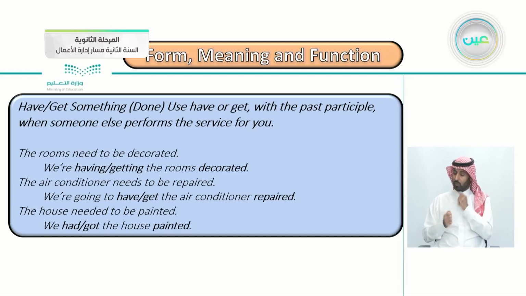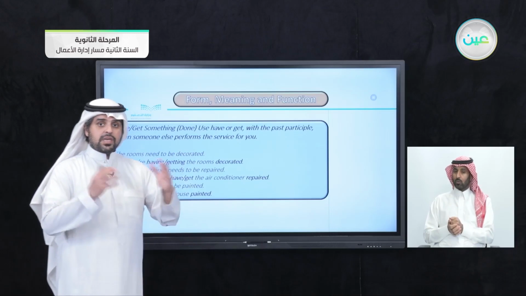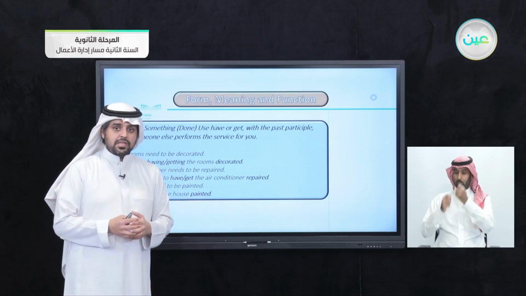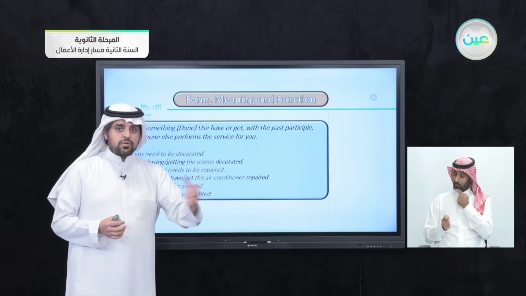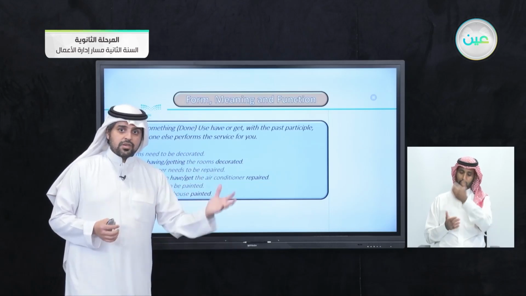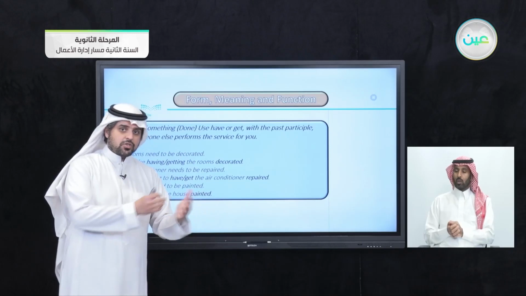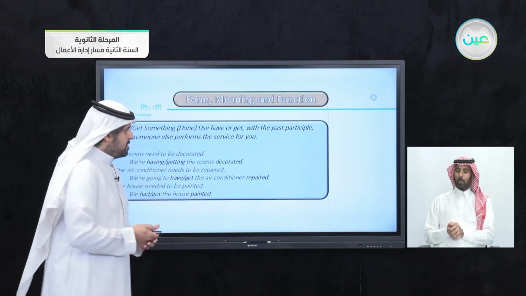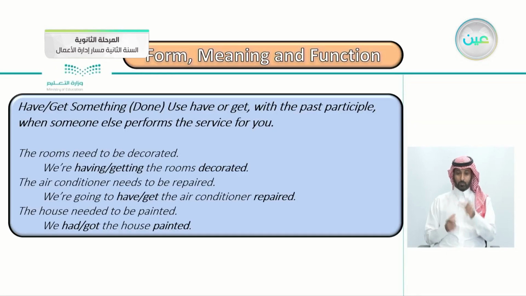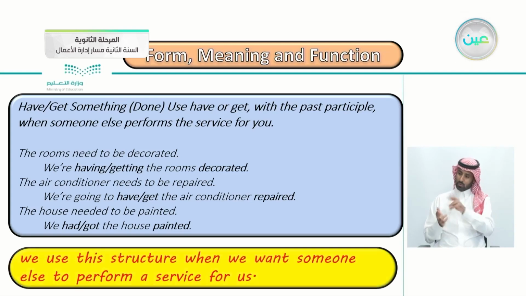When you say we had the house painted or we got the house painted, it means that you got someone else to do the service for you. Some workers came and painted the house. You say I had the house or I got the house painted. So we use this structure, have or get something done, when someone else is performing the service for you.